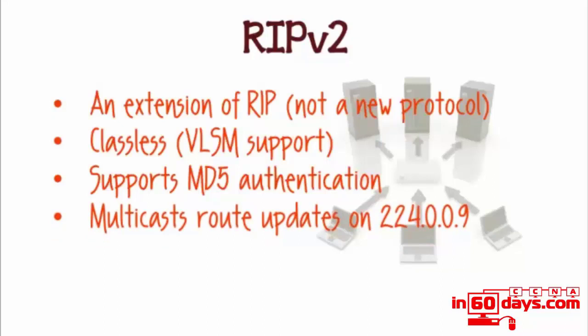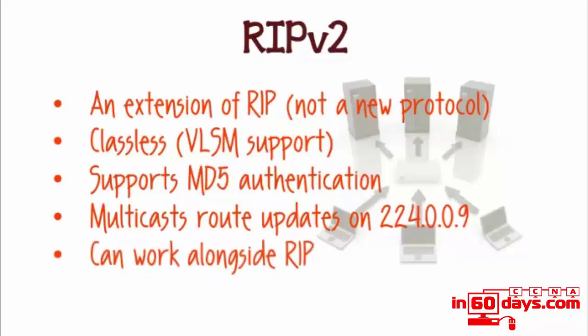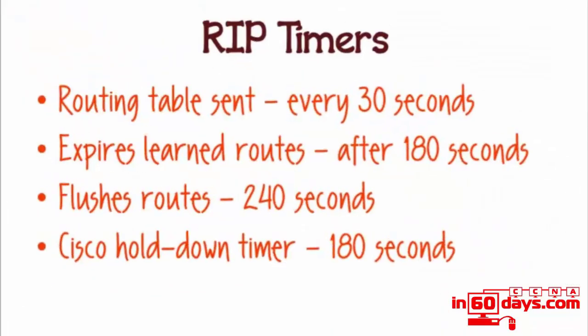Route updates, instead of being broadcast, are multicast, and they're sent out on a multicast address 224.0.0.9. Now, part of your network can use RIP, and part of it can use RIP2 if, for whatever reason, you can't use RIP2. The other thing you need to know is some routing timers for the routing table being sent, expiring routes, flushing them and holding them down.